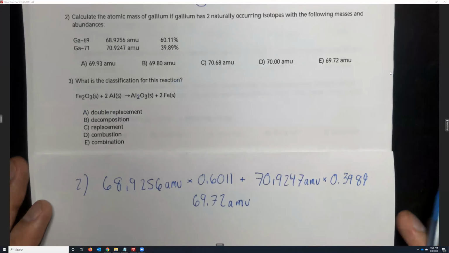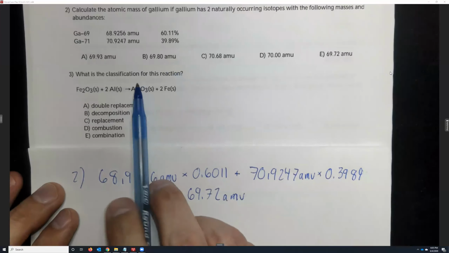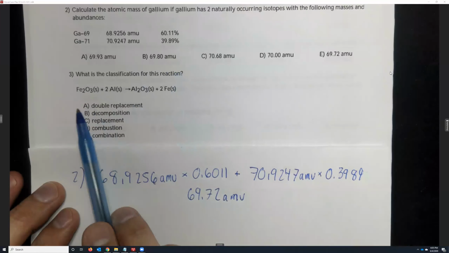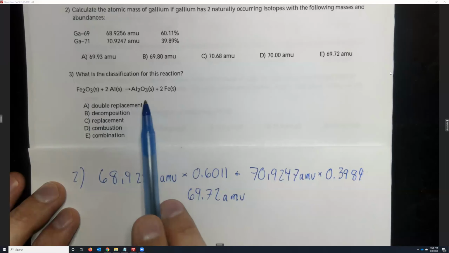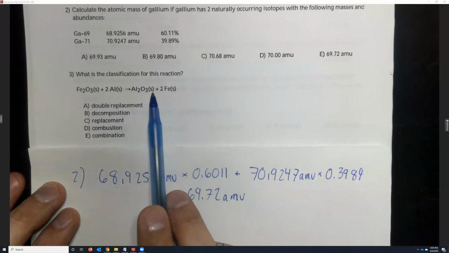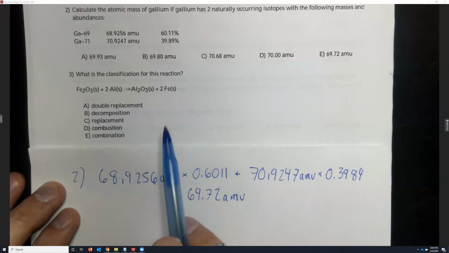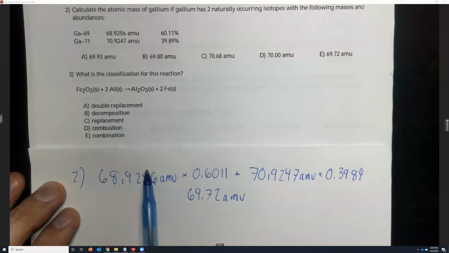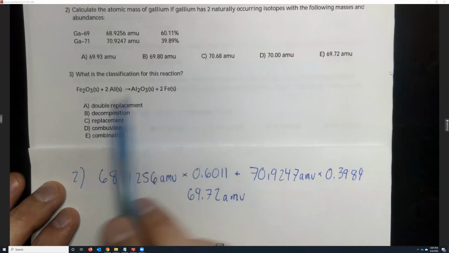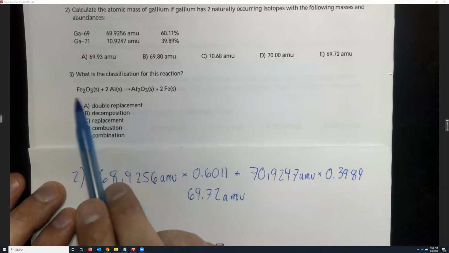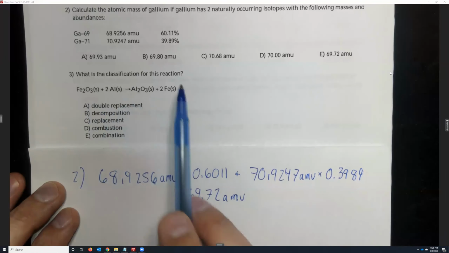All right, the next one says, what is the classification for this reaction? So we have Fe2O3 plus 2Al yields Al2O3 plus 2Fe. For those of you who are interested, yes, this is the thermite reaction. It uses aluminum powder and rust, and this is what we have here.